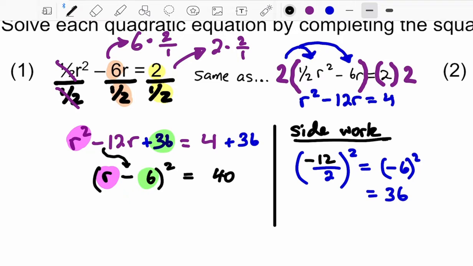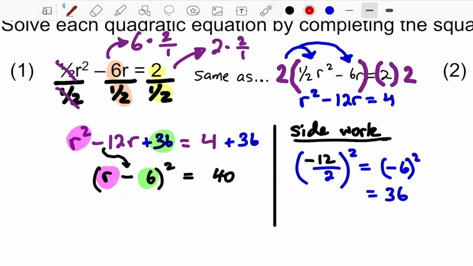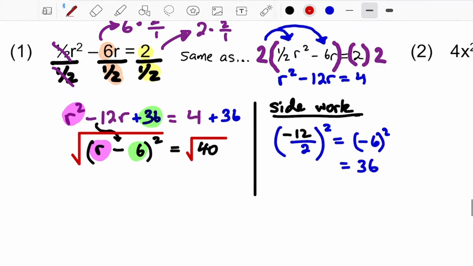Now I need to solve for R here, so I'm going to take the square root of both sides. So square root on the left-hand side to get rid of that power of 2. Square root on the right-hand side because I took the square root on the left-hand side. All right. Actively taking the square root means you get a plus or minus.